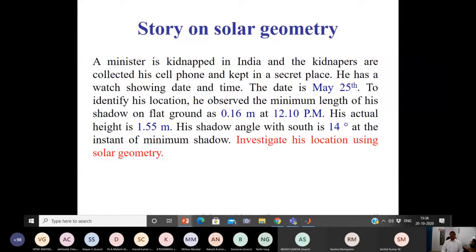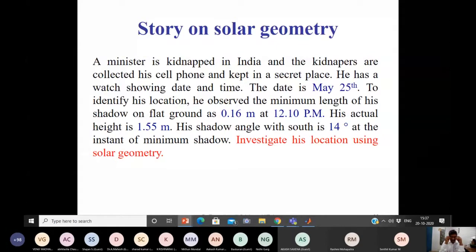That is the solar noon, which is significantly the center point. And he also calculated the angle between his shadow and the south line. This is the only given information. Is it possible to investigate his location? How to define the location? That means latitude and longitude are required.